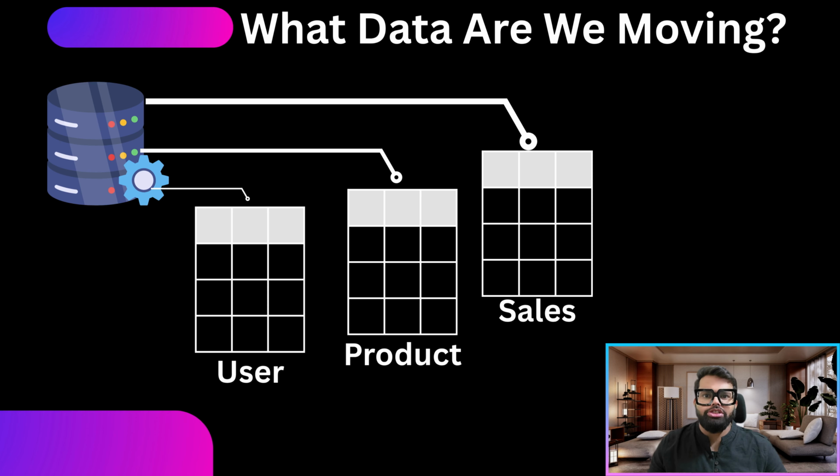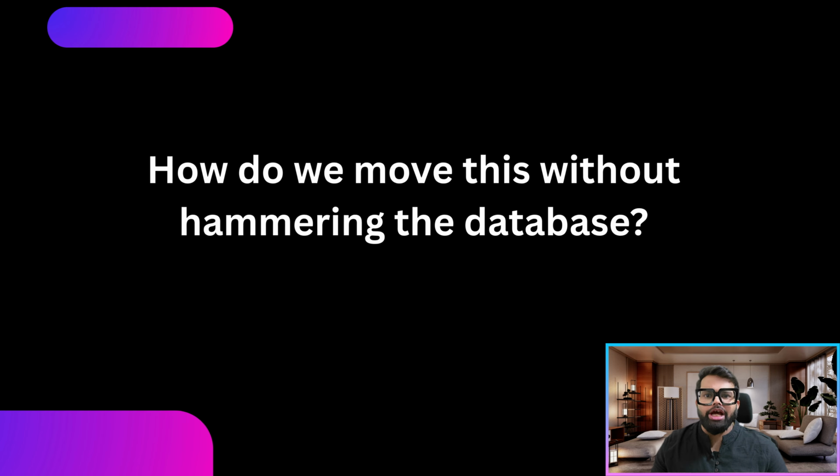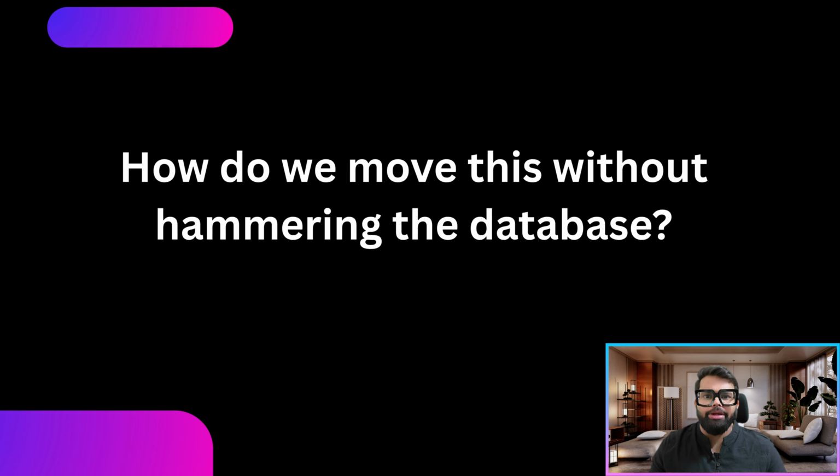So the first question, what data are we moving? Here is what Joya's team needs to track in real time: product table, customer table and sales table. This data lives in the production database, your PostgreSQL, MySQL or any other OLTP system. Now the big question, how do we move this data without hammering the database?